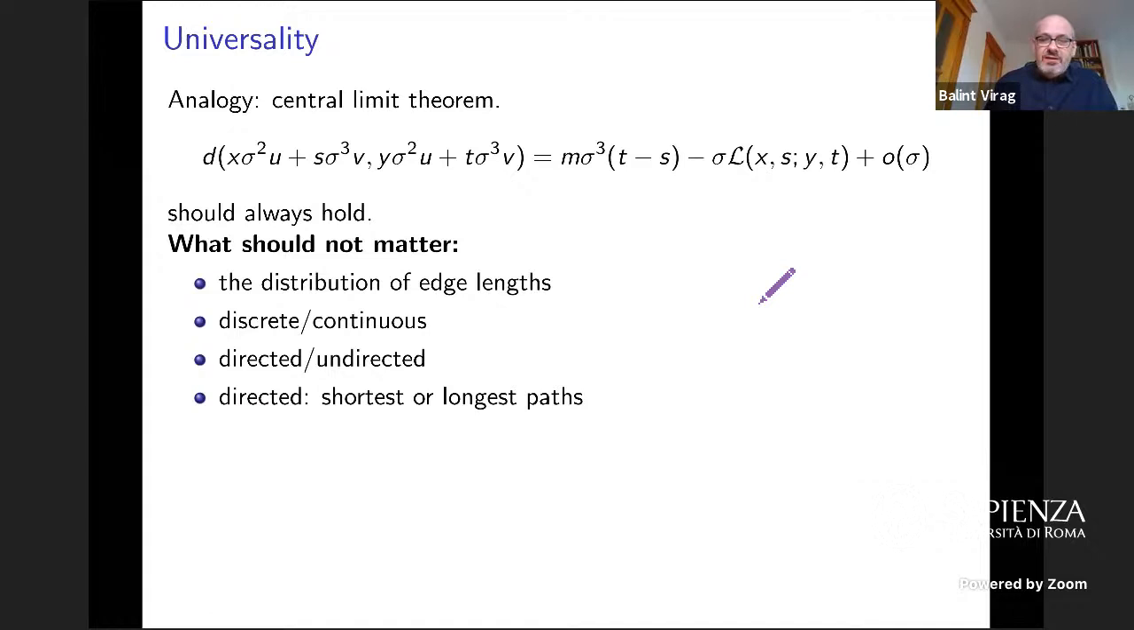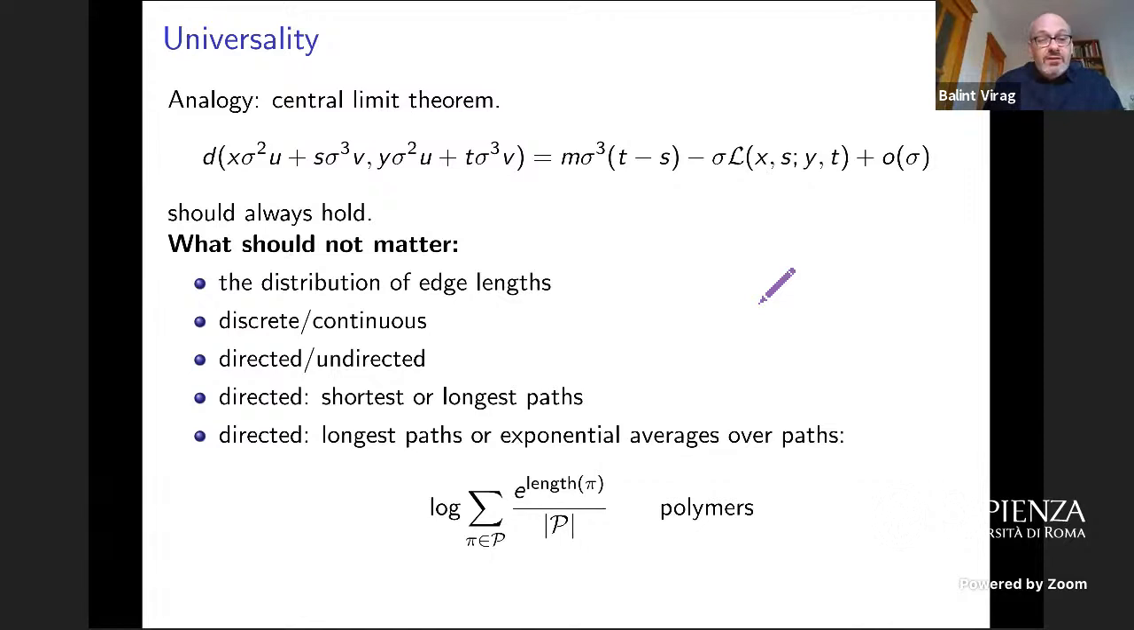And finally, when you look at the directed case, we don't necessarily have to look at the longest path between two points. We could define the distance in terms of some exponential average over all paths, right? So you exponentiate the length and the average and take the log. And these models are called polymer models, and they have been studied a lot. And all of these things should have this universality class.